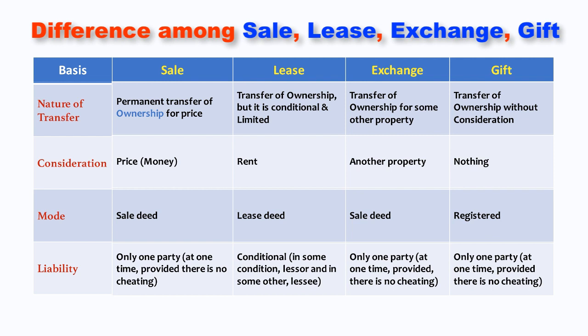In lease, it is conditional. Largely, it is the lessor or basically the owner who is liable. But in certain conditions, even the lessee is liable for some damages and so on. But that depends on the conditions and also on the terms and agreements that you accepted while taking the property on rent. Next one is exchange. Only one party at one time, provided there is no cheating.